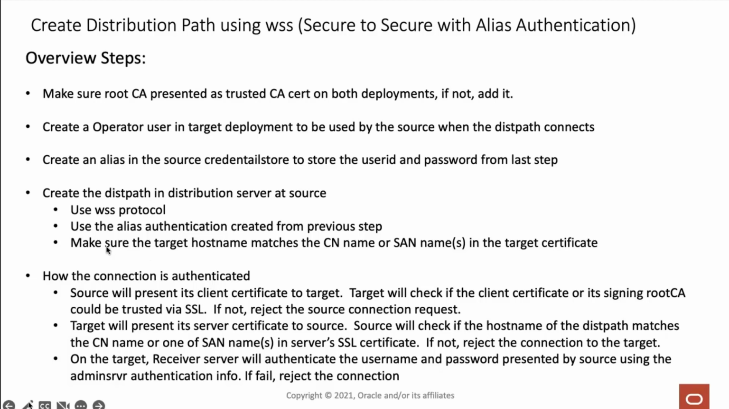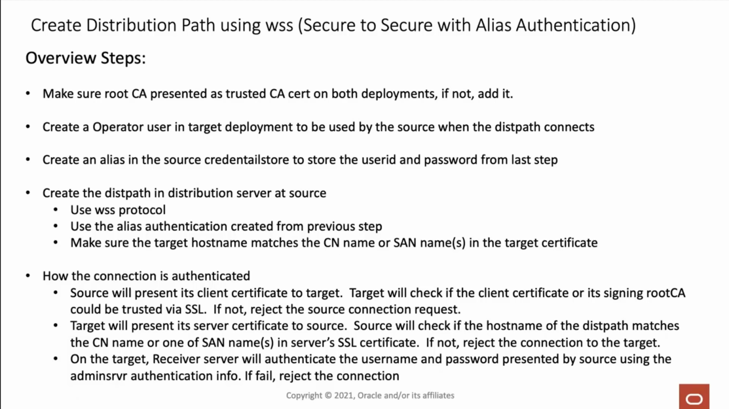And the last one is you have to make sure that when you specify the host name for the target, that host name will match the CN name in the certificate or match one of the SAN names, which is the subject alternative name, specified in the certificate, because we're going to use that to verify whether the server we connected to is indeed where the certificate belongs. So once you have all this in place, then you can start a distribution path.